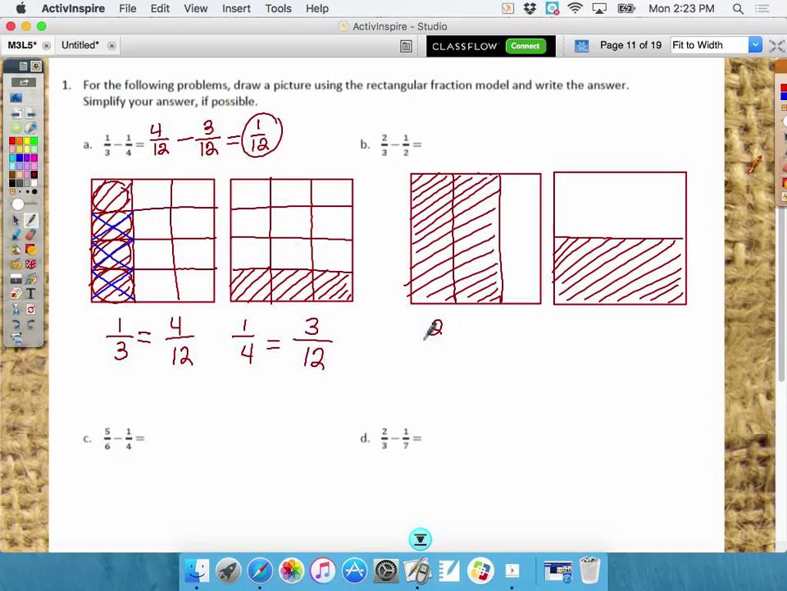Okay, 2/3 and 1/2. Rudy, what's my new like denominator? 6. How'd you get that? 2 times 3 equals 6. Good. Now we'll add the lines to both.